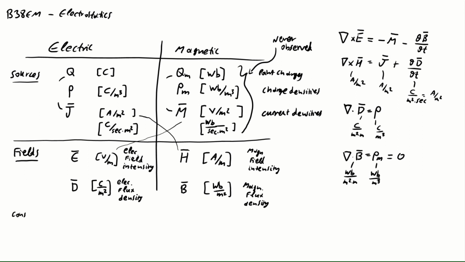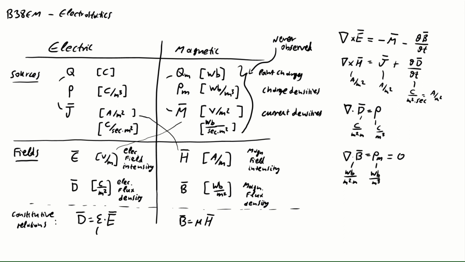The electric field quantities E and D are related to each other through what are called constitutive relations. The first one says that the electric flux density is equal to the dielectric permittivity of the medium in which we are considering the electric field to exist, times the electric field intensity, while for the magnetic fields, the magnetic flux density is equal to the magnetic permeability of the medium, mu, times the magnetic field intensity H.